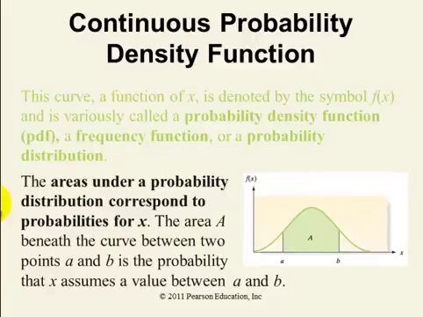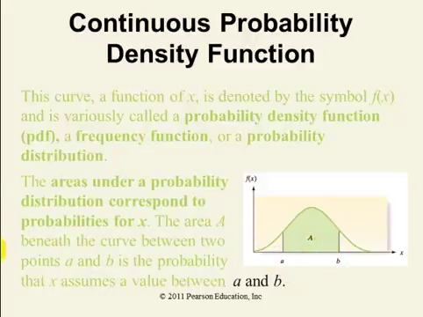So this curve is called a probability density function. It has different names, a probability distribution. I like that last term. It's a distribution of probabilities, and the actual probability is determined by the area under the curve. And that's why sometimes you use integral calculus, but we won't use integral calculus. We'll just look things up in a table. So the area between A and B is the probability that X assumes a value between A and B. By the way, that does not include A or B.